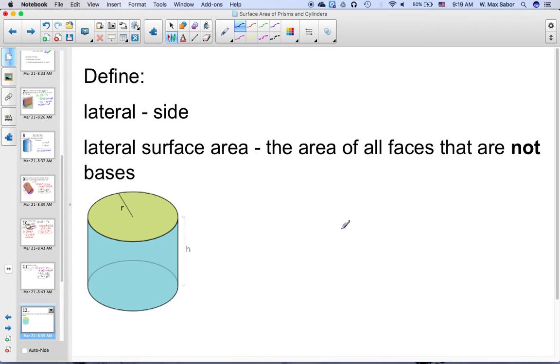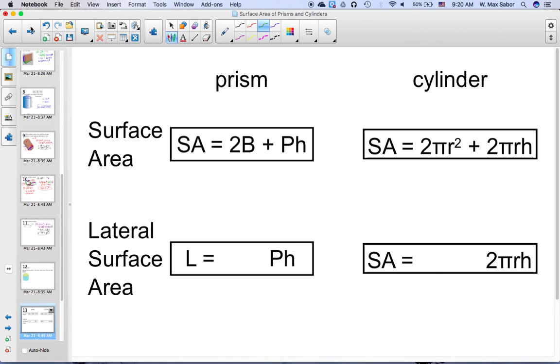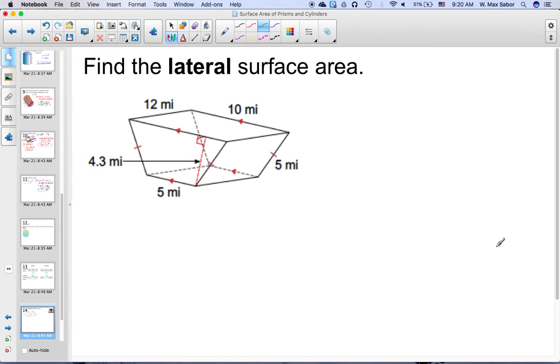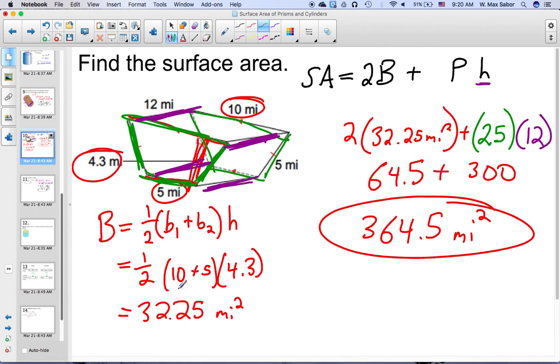Lateral means side, and the lateral surface area is the area of all the faces that are not bases. So the blue space is what we're talking about with the lateral surface area. The bases are the green. So, based off of the surface area formulas we already talked about, if you just cross out the bases, then the lateral surface area is just the perimeter times the height. Or in the case of a cylinder, you cross out the bases, and the lateral surface area is just 2 pi r h.